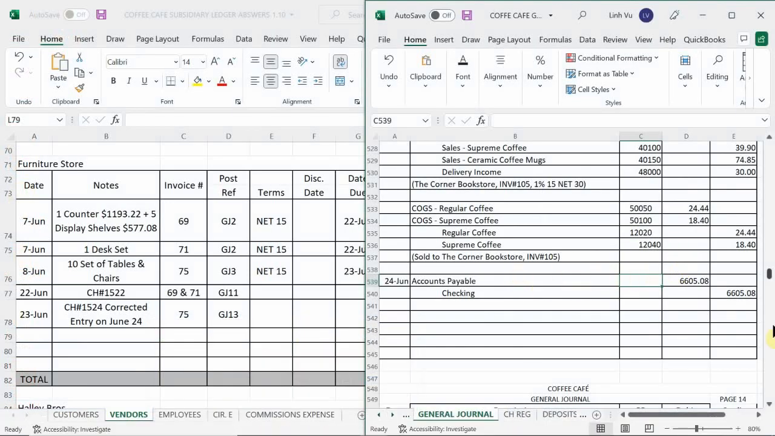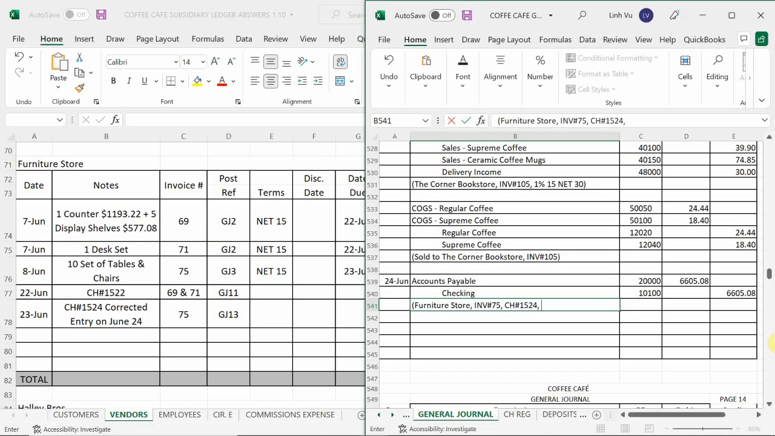$20,010,100. 20,000 and 10,100. Good. Okay. We have our check number 1524. So in this case, I need to finish my description. Right, we got the furniture. We're paying for invoice number 75 with check number 1524.